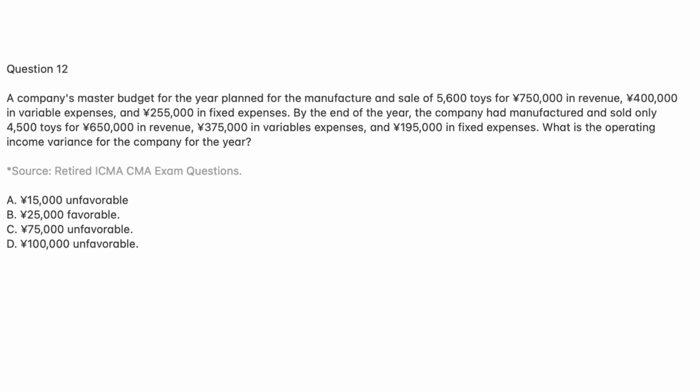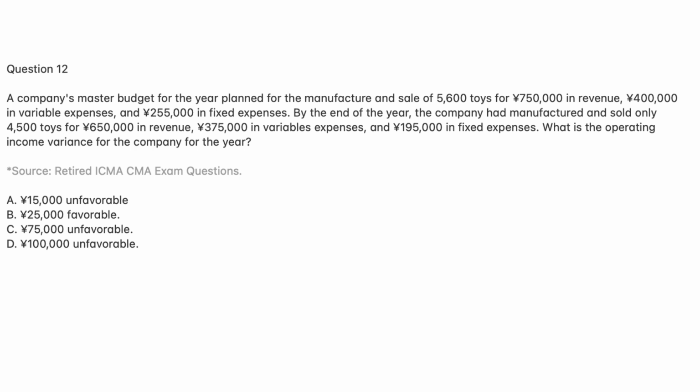Question 12. A company's master budget for the year planned for the manufacture and sale of 5,600 toys for 750,000 yen in revenue, 400,000 yen in variable expenses, and 255,000 yen in fixed expenses. By the end of the year, the company had manufactured and sold only 4,500 toys for 650,000 yen in revenue, 375,000 yen in variable expenses, and 195,000 yen in fixed expenses. What is the operating income variance for the company for the year? Source: retired ICMA-CMA exam questions.